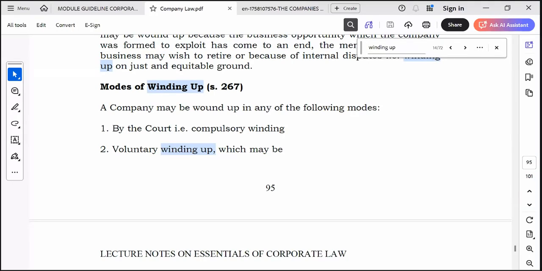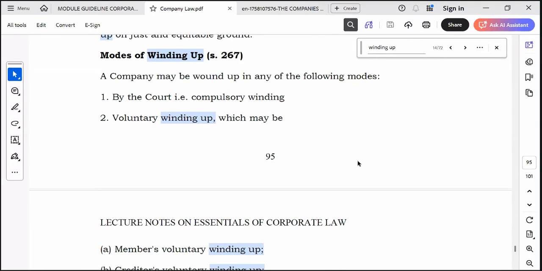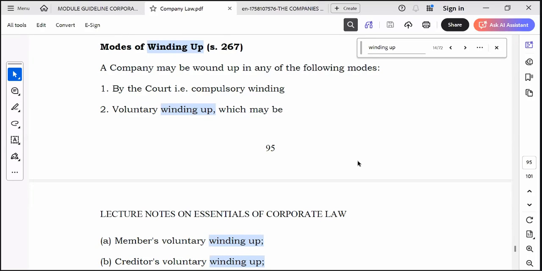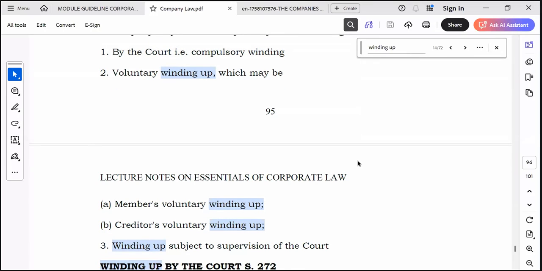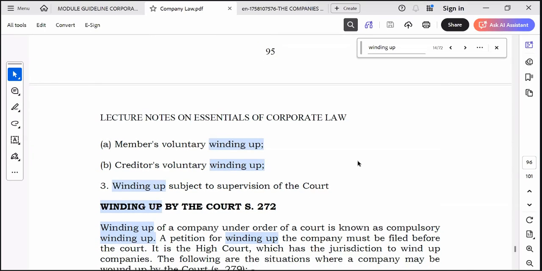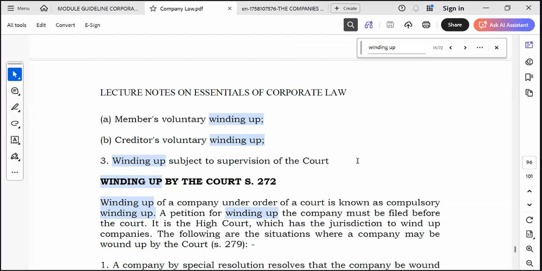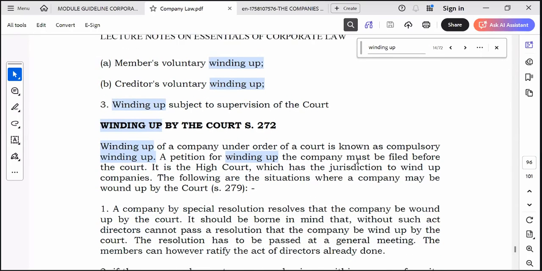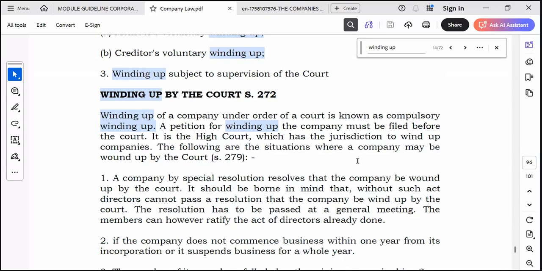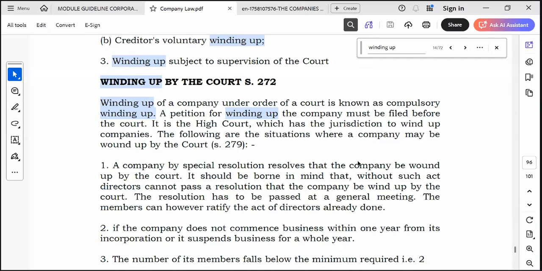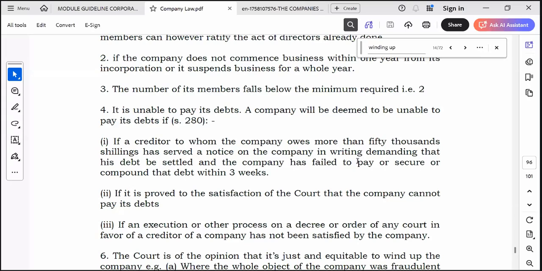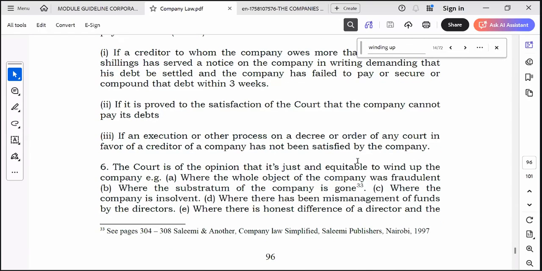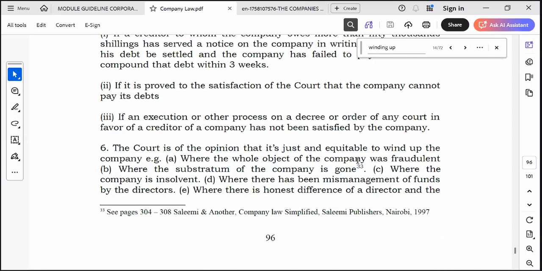Now, in terms of modes of winding up, you will see a company may be wound up in any of the following modes: by court, which we said is compulsory winding up, or by voluntary winding up, which can be members voluntary winding up, or creditors voluntary winding up, or winding up subject to supervision by the court. So we've discussed the winding up by court and the reasons, which we have already mentioned. It failed to commence business within 1 year, the number of members fell below the minimum, it is unable to pay its debts, and the definition of inability to pay debt has now been increased. It was only 3 points, now it is the 4th point.